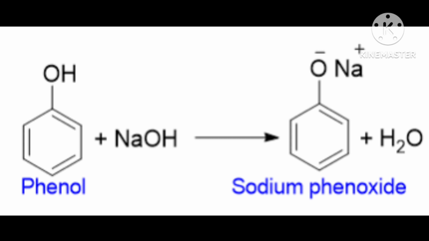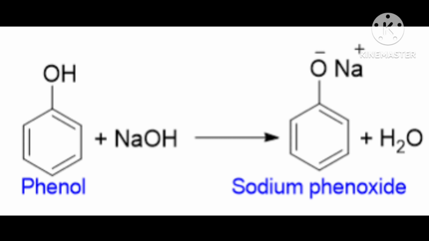Then it requires an electron. When hydrogen went outside, it left the electron with carbon. Correct? Carbon left the electron and then it went out. That's why it went as H plus. And carbon was having a negative charge. Negative means the electron was with carbon.